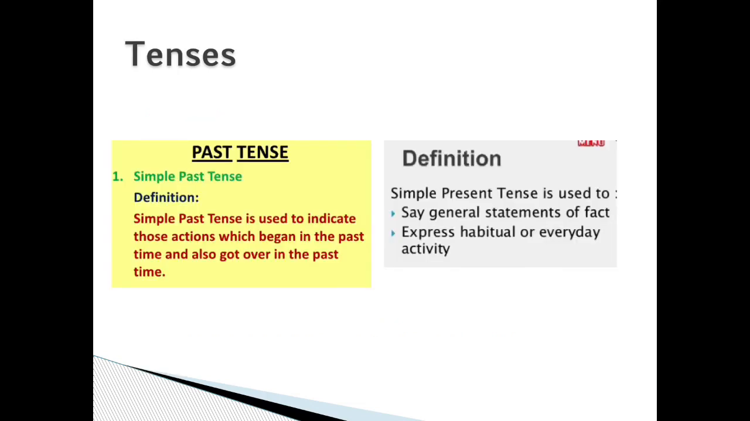Tenses. Simple past tense. The definition. Simple past tense is used to indicate those actions which began in the past time and also got over in the past time. Simple present tense, the definition. Simple present tense is used to say general statements of fact, express habitual or everyday activity.